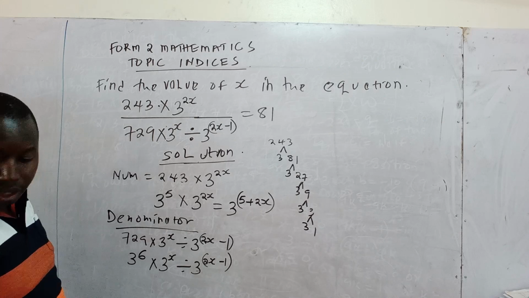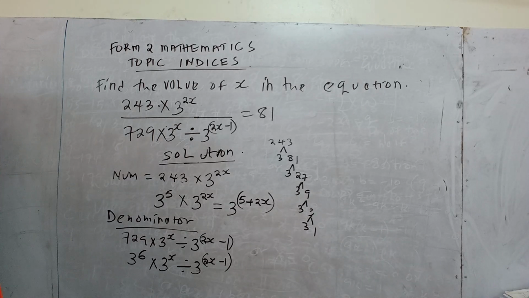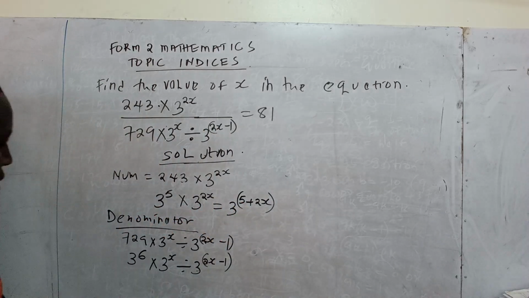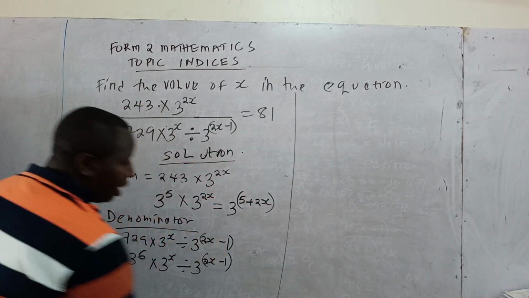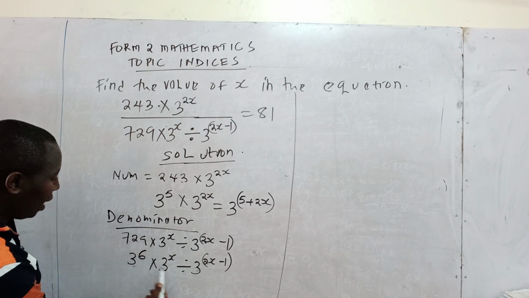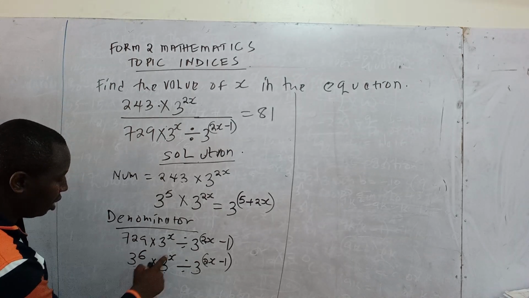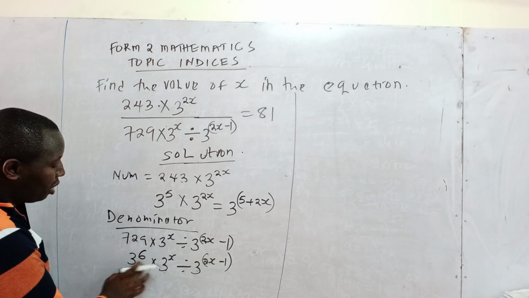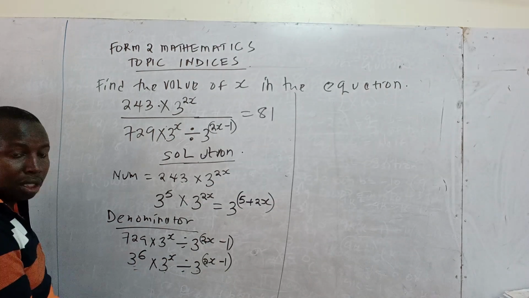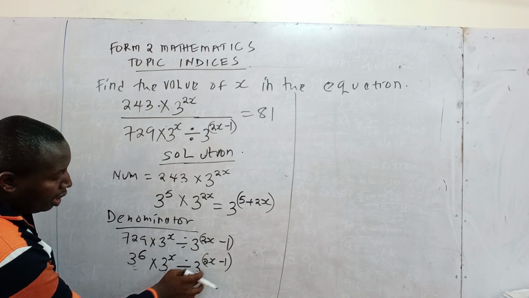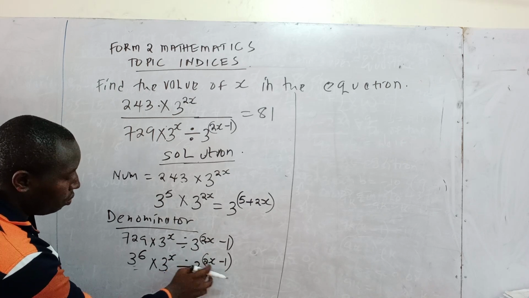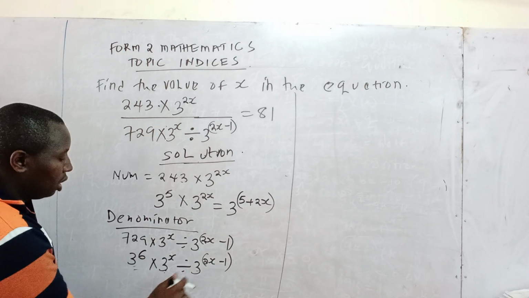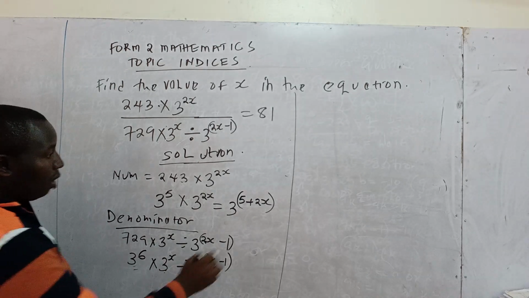Then you go to the rules of indices. We are in the denominator. You are multiplying these two: 3 raised to the power 6 times 3 raised to the power x. If you are multiplying numbers with the same base, put them under the same base and add their powers. Now here you are dividing: 3 raised to the power, divided by 3 raised to the power 2x minus 1. If you are dividing, you subtract. The base is the same, the base is 3. So how do you work it out?